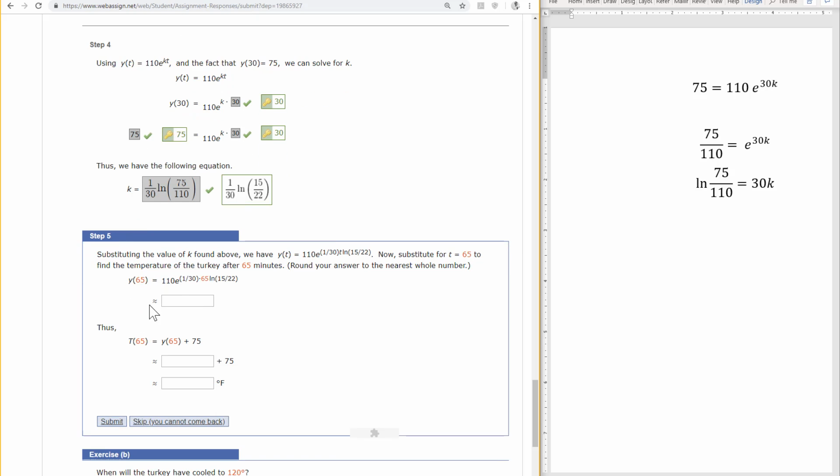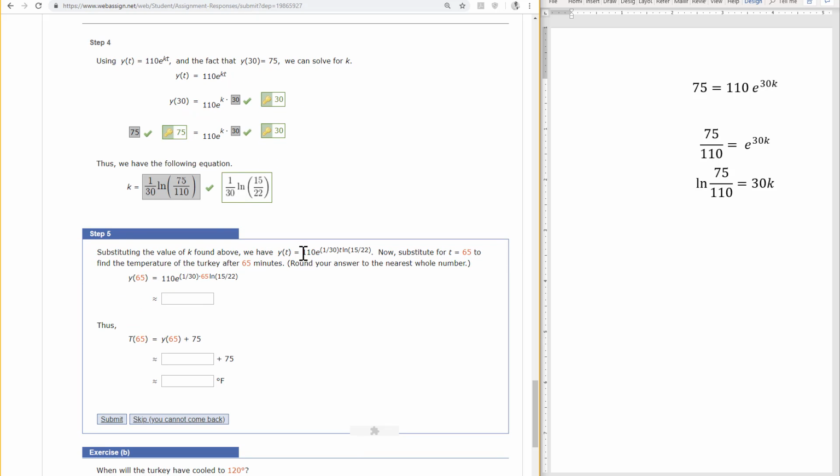Okay, substituting the value k above, we have y of t is going to be equal to this whole thing over here. And now we have to substitute t is equal to 65. So we're going to need to put 65 in for t here and 65 in for t here. That's t popping up as a 1 over 30 times t times ln of 15 over 22.